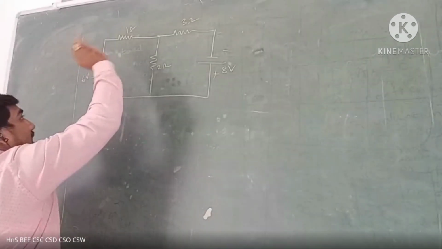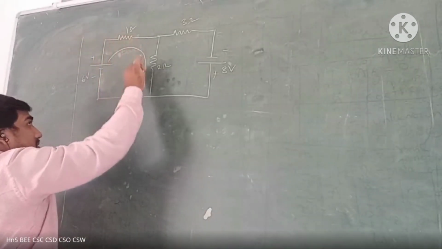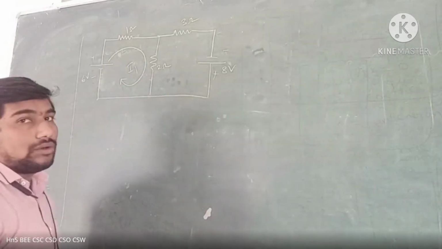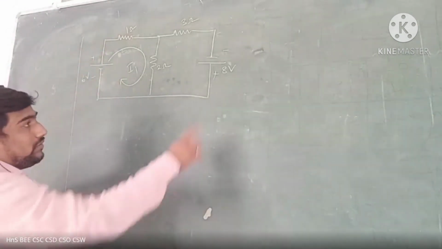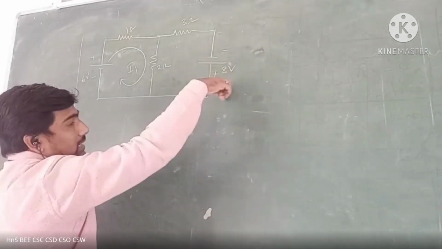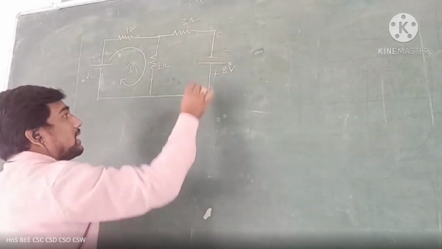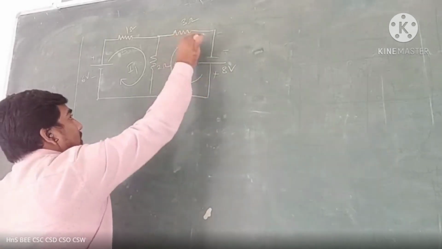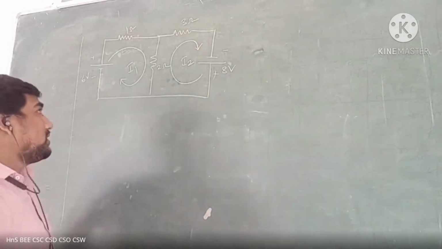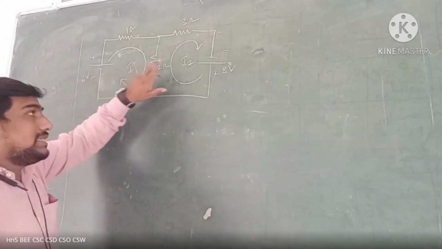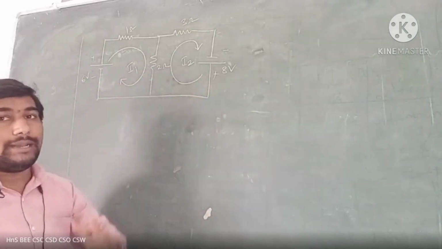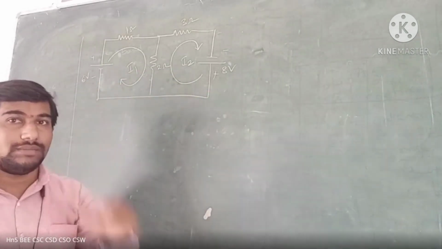So now you have to take the direction from plus to minus. Now for the second source, the plus is in the downward direction and minus is in the upward direction. That's why I'm taking the direction like this. That is called I2. The first direction is clockwise and the second is also clockwise, based on the polarities. This is the first step.